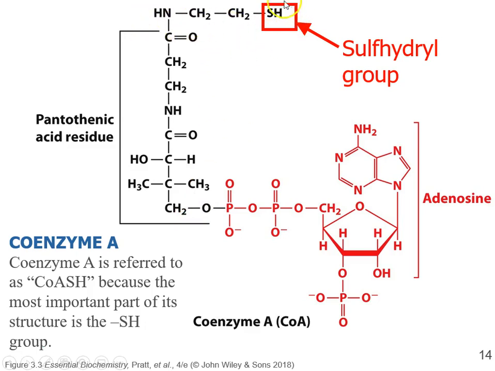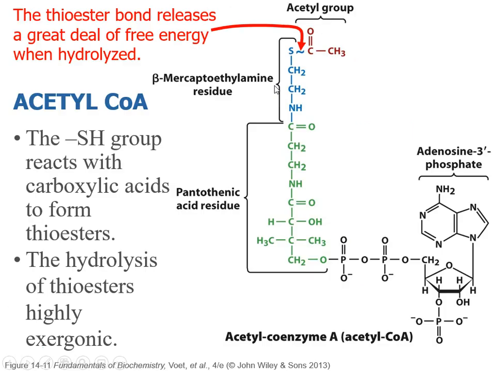And then this portion right here, this is a sulfhydryl group. So sometimes we say CoA-SH because the important chemistry happens at the sulfhydryl group. And what we do is we attach an acetyl group to this. So this is acetyl-CoA, and we form a thioester bond.